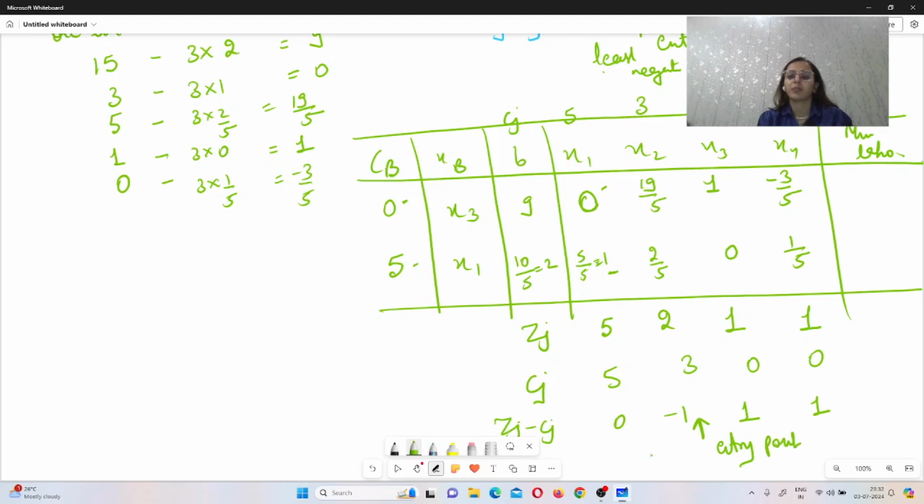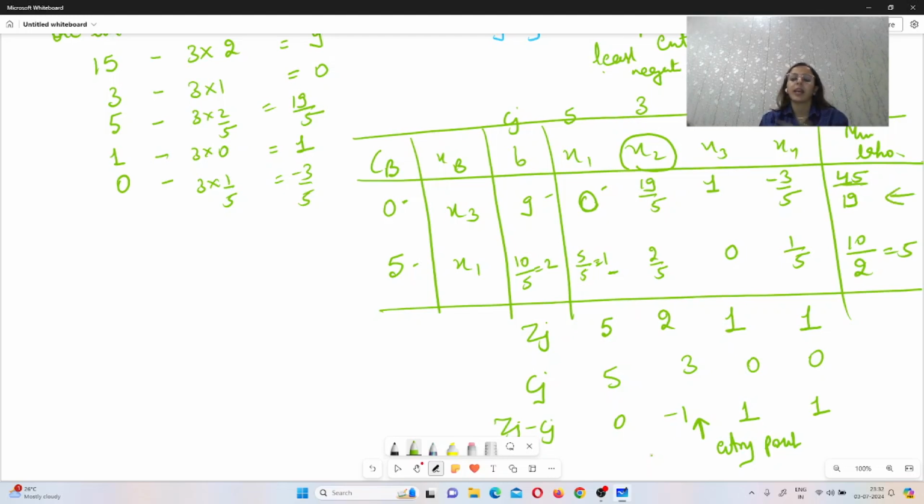This is my entry point, and that means we have to enter with x3, but with whom? Either with x3 or with x1, we have to find out the minimum ratio. So the minimum ratio will be 9 divided by 19 upon 5, that will be 45 upon 19. And the next one is 2 divided by 2 upon 5, that will be 10 upon 2, that will be 5. So taking the minimum value from these, the minimum value is 45 divided by 19. Sorry, that's not 9, it's 19. So that will be the minimum value.